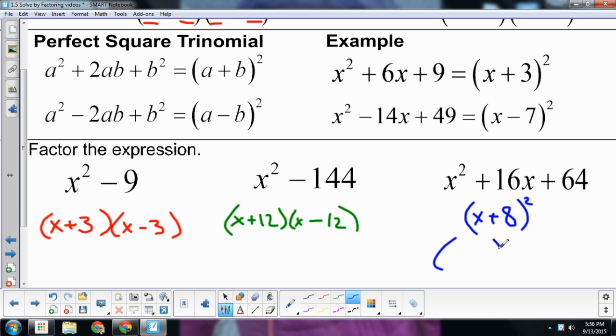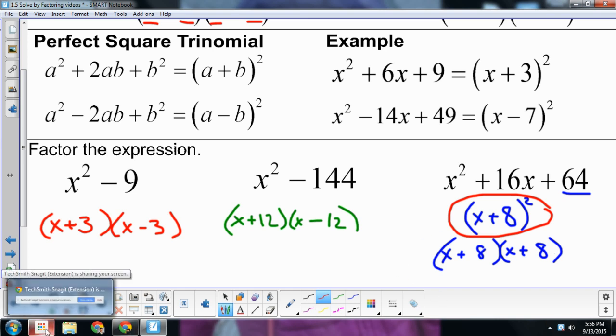You could always think about this using our regular factoring tricks, putting x as the first term in both binomial factors and then thinking about factors of 64 that add up to 16. Well, that'd be 8 and 8. But because it's a special factoring pattern, it's a little bit easier, a little bit quicker to just simply write out x plus 8 squared rather than having to think about it as two binomial factors. So that is factoring using some special factoring patterns.